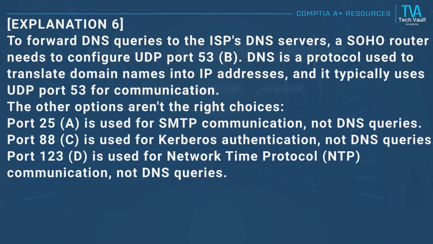To forward DNS queries to the ISP's DNS servers, a SOHO router needs to configure UDP port 53, B. DNS is a protocol used to translate domain names into IP addresses, and it typically uses UDP port 53 for communication. The other options aren't the right choices.